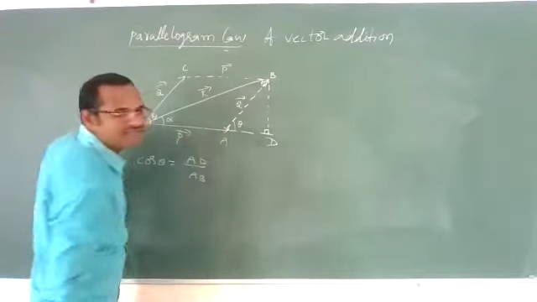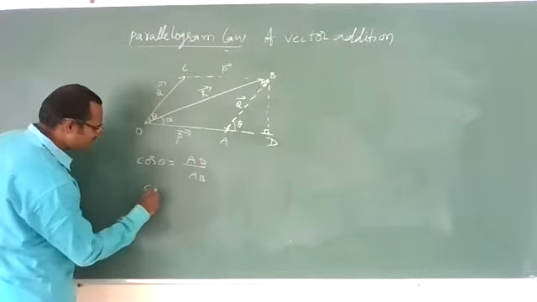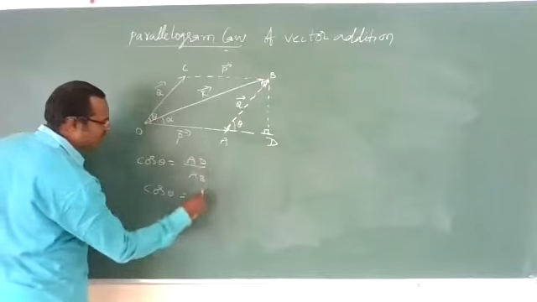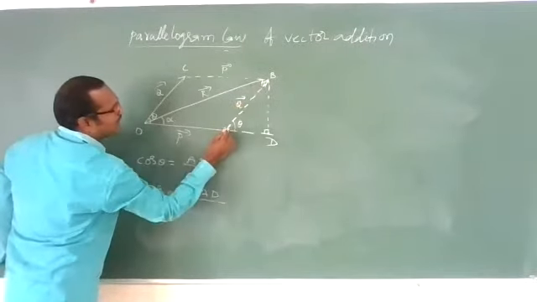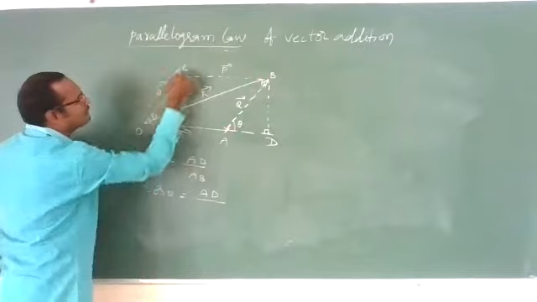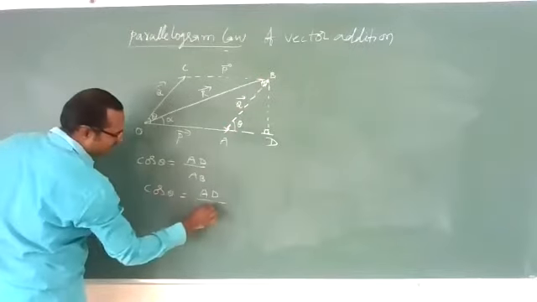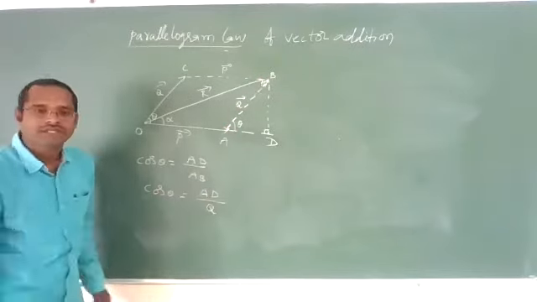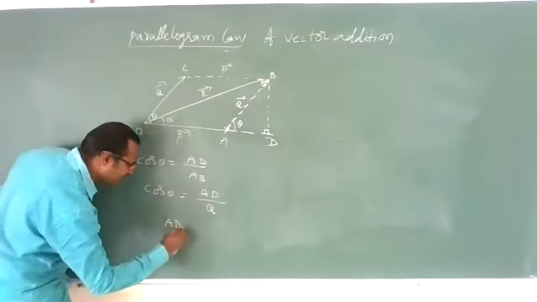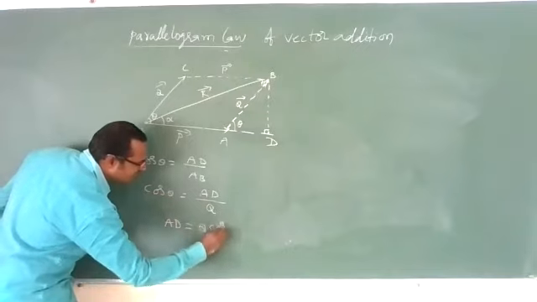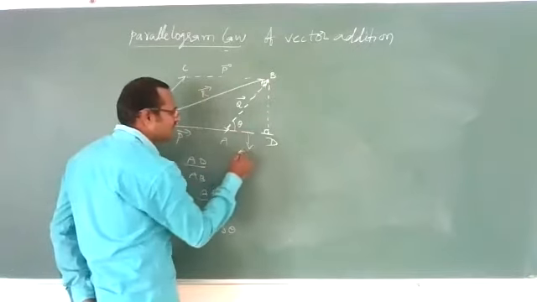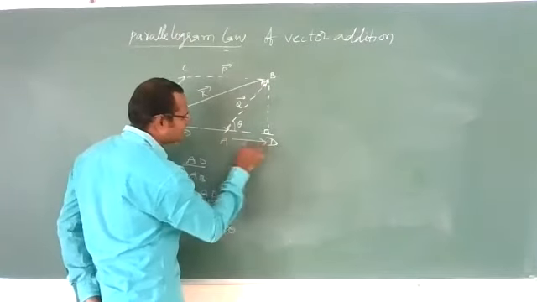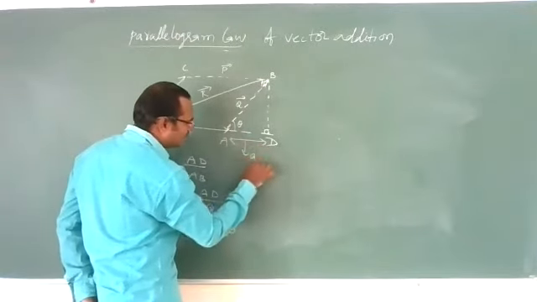AB is the hypotenuse. Then cos theta is equal to AD, which is the unknown value, upon AB, which is Q. AB is equal to OC. OC is Q. So I am taking Q. That means AD is equal to Q cos theta. Means here this total value is Q cos theta.